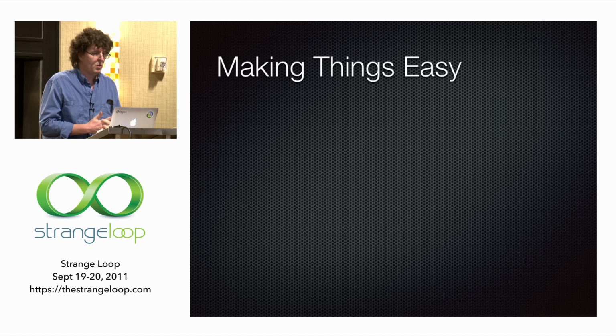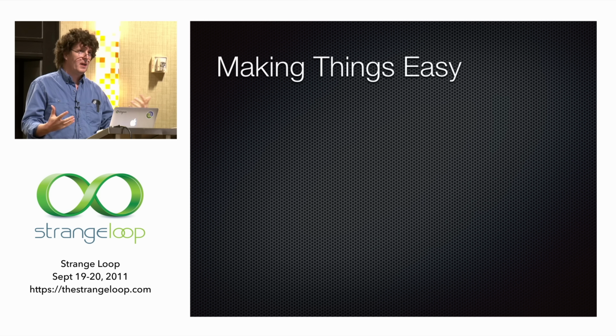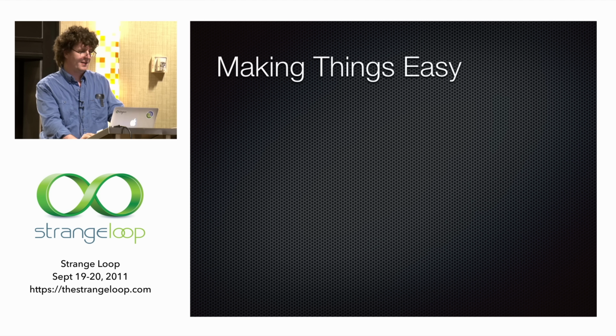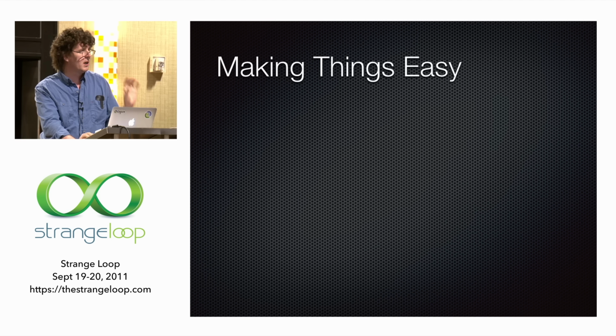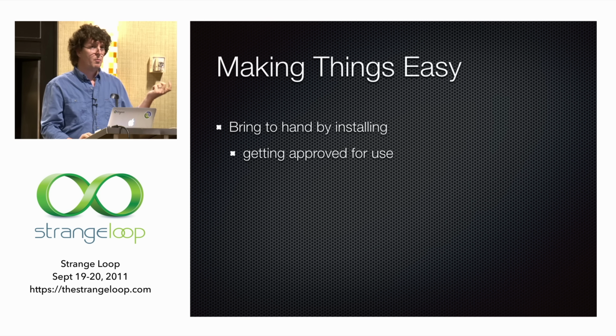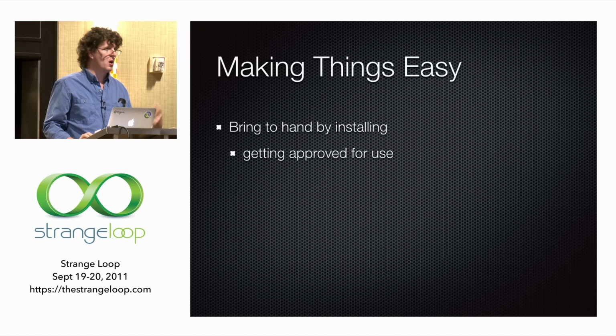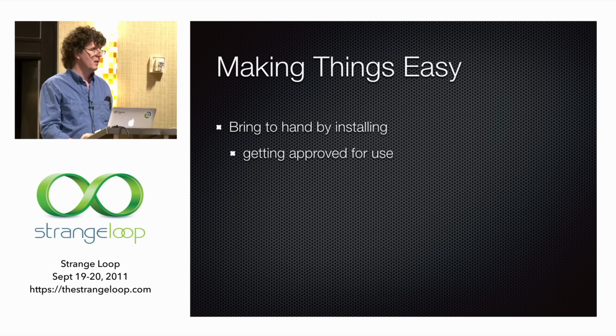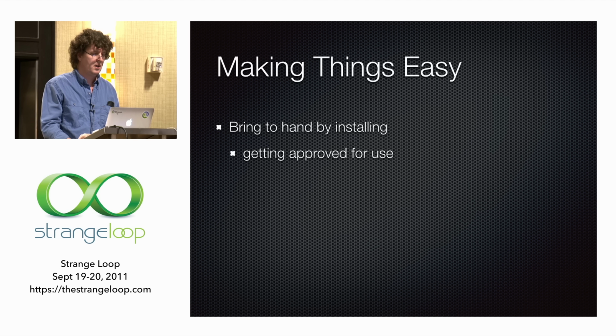Okay, so how do we make things easy? Presumably, the objective here is not to just bemoan the software crisis. So what can we do to make things easy? We'll look at those aspects of being easy again. There's a location aspect, making something at hand, putting it in our toolkit. That's relatively simple. We just install it. Maybe it's a little bit harder because we have to get somebody to say it's okay to use it.